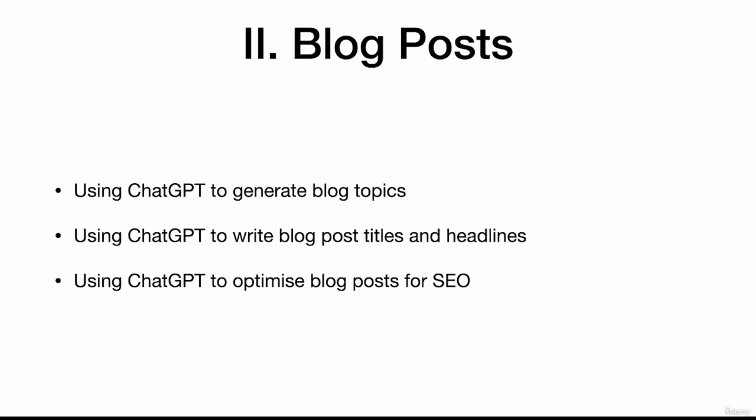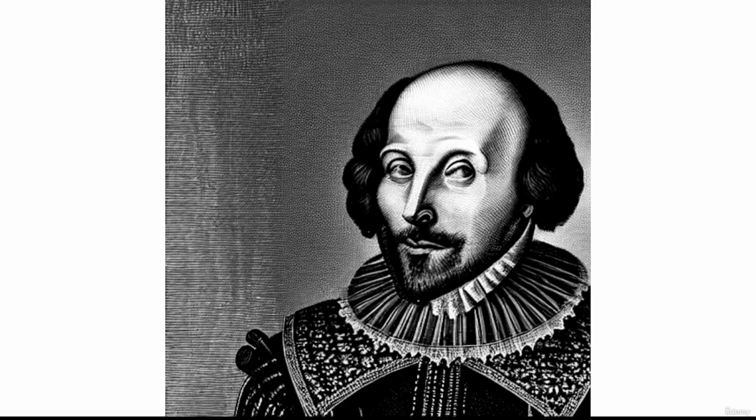Finally, we'll discuss using ChatGPT to optimize your blog post for SEO. This includes adding relevant keywords, analyzing the readability of your post, and ensuring that it's structured in a way that the search engines will favor. By using AI to optimize your blog post SEO, you can increase the chances that it will rank higher in search results and reach a wider audience.